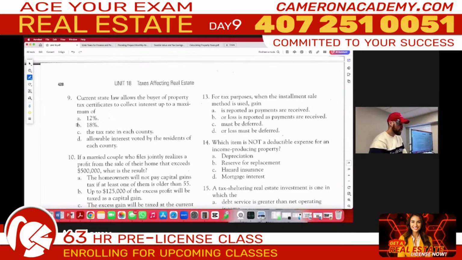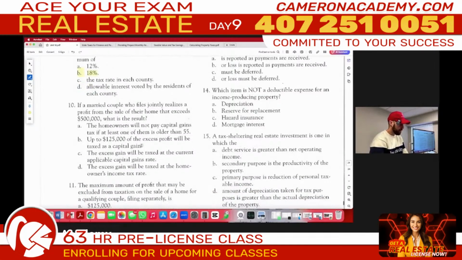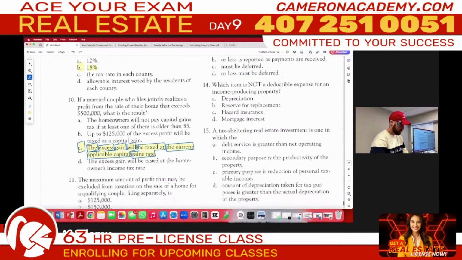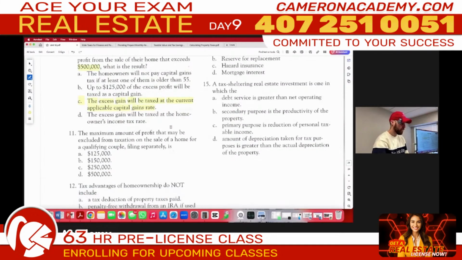What's the maximum interest you can make off of paying somebody's taxes? Well, 18%. What'd you guys get? Yes, the C is in Charlie. Anything over that $500,000, if you're a married couple filing a joint return, it's going to be capital gains tax that you're going to be responsible for.